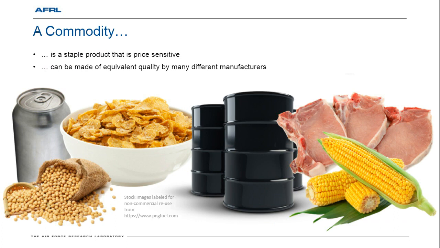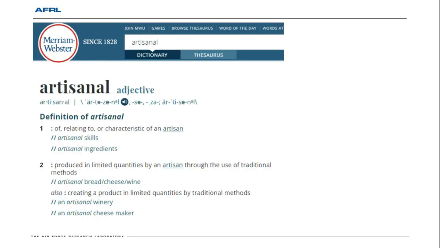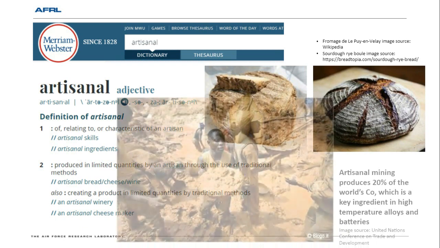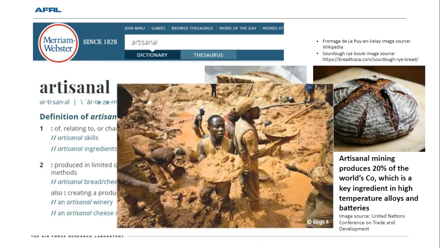So a commodity is a staple product that's price sensitive and can be made of equivalent quality by different manufacturers. The other side of this is artisanal. Artisanal things are produced in limited quantities by an artisan through traditional methods. You may be thinking of cheese or bread, but artisanal can also refer to how metals are produced. And artisanal mining, as an example, produces 20% of the world's cobalt, which is a key ingredient in high-temperature alloys and batteries.